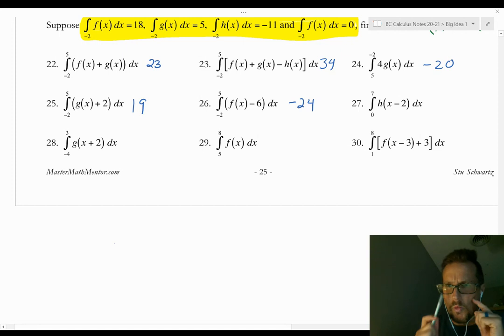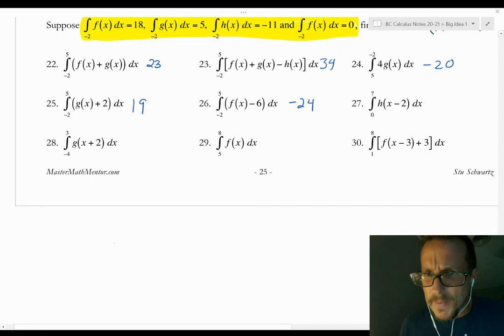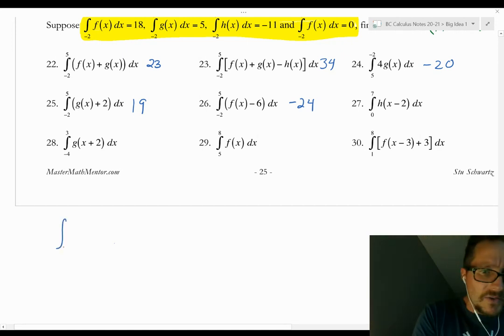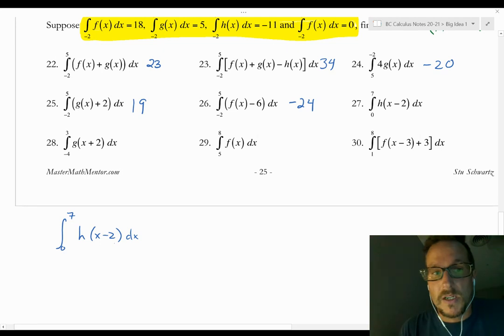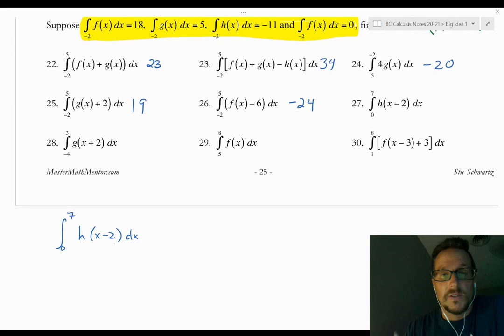27. Oh, whoa, what is happening here? We got the integral from 0 to 7 of h of x minus 2. So if you know a thing or two about function transformation, the previous two examples, 25 and 26, were vertical shifts, right? We've added a value to f. Here, we've subtracted a value from x. So h of x minus 2 is actually a shift of h horizontally, not vertically.